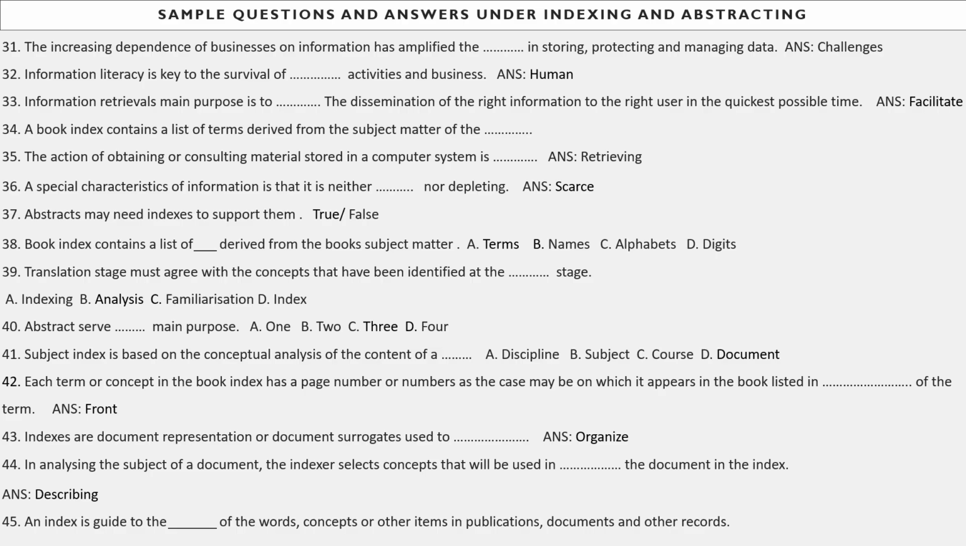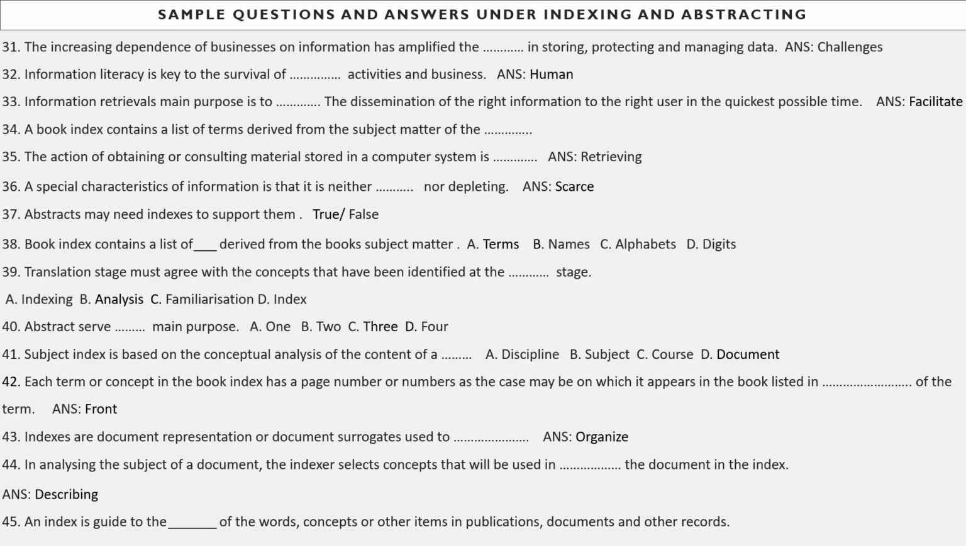Question number 40. The right answer is 2, because an abstract serves two main purposes: summarizing the contents of the document and helping the reader decide whether to consult the full text.